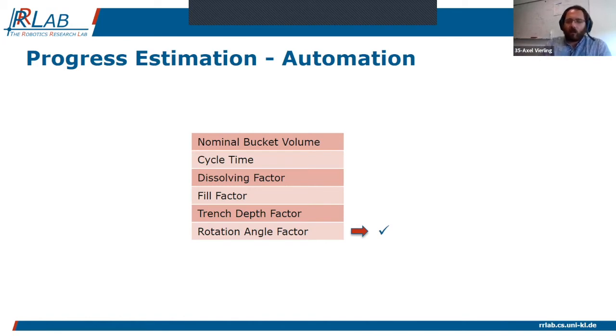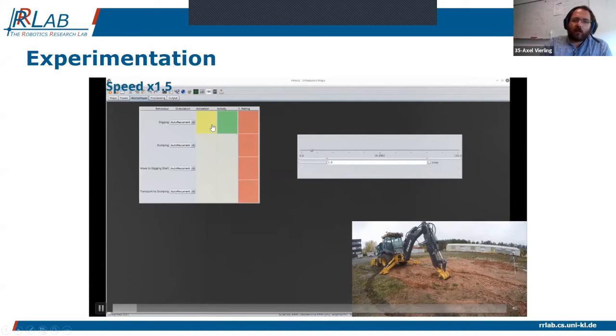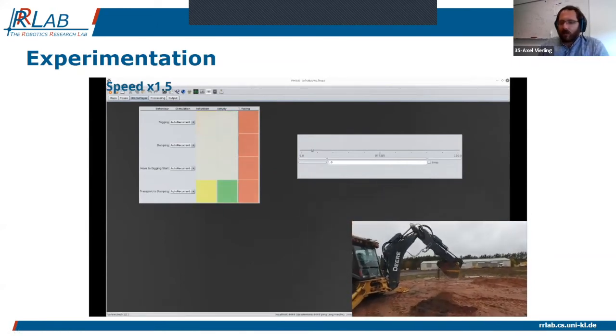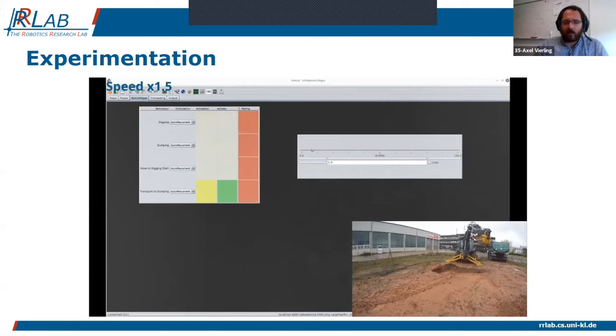So let's take a look at how this looks for the actual excavator. Here we see on the bottom right the autonomous excavation with a speed of 1.5. And we see here on the top left the current activity or behavior. Currently we are in the digging cycle, then we will go to the transport to dumping, go to the dumping, and then move back to the digging start. And of course, we can know when the next behavior gets active, and therefore we can directly deduce the cycle time by just checking when the digging is active the second time.